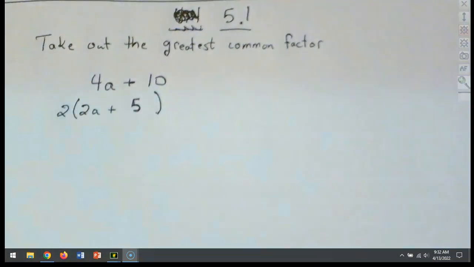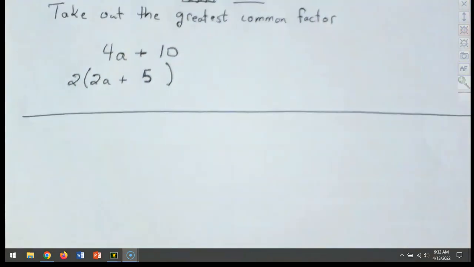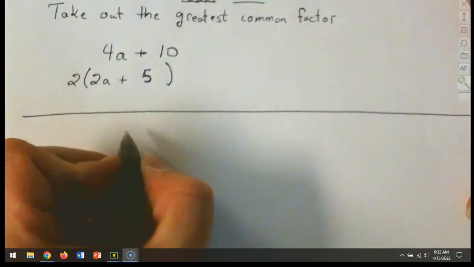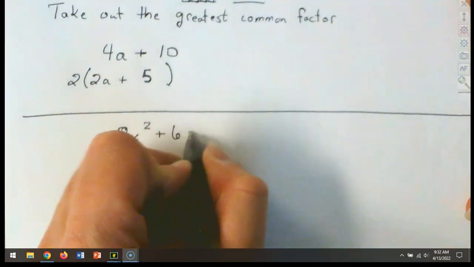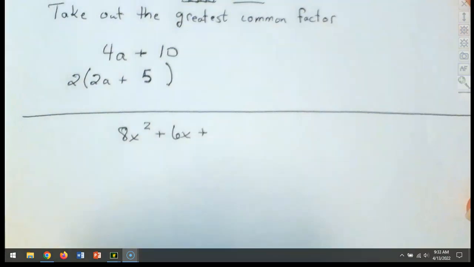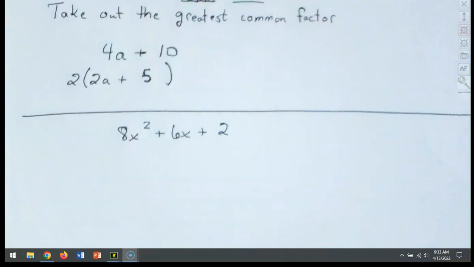So we took out the greatest common factor, which was a 2. And the reason why we did that is it reduces down the size of the numbers inside. We went from a 4 and a 10 to a 2 and a 5, which are smaller and easier to work with. Okay, let's do another one with some more parts to it. And we're going to, again, take out our greatest common factor.